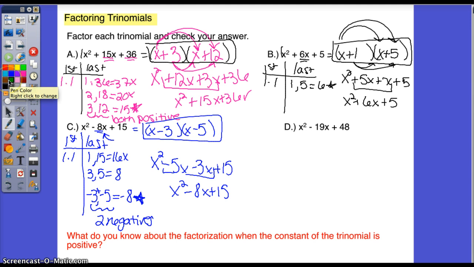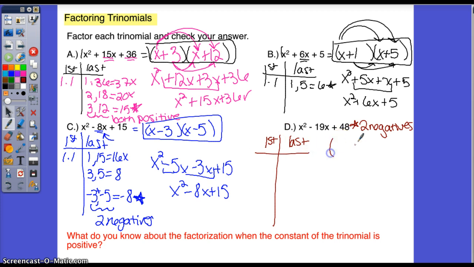Let's check the last one. Notice D is very, very similar to C. There's a minus in the middle here. So what do you think you're going to have? I agree. I think we're going to have 2 negatives because it was very similar. So if I look at my first and my last, make a little table, make my brownie points. My first one, again, is just a 1. 1 times 1 is the only way. So it has to be x and x.